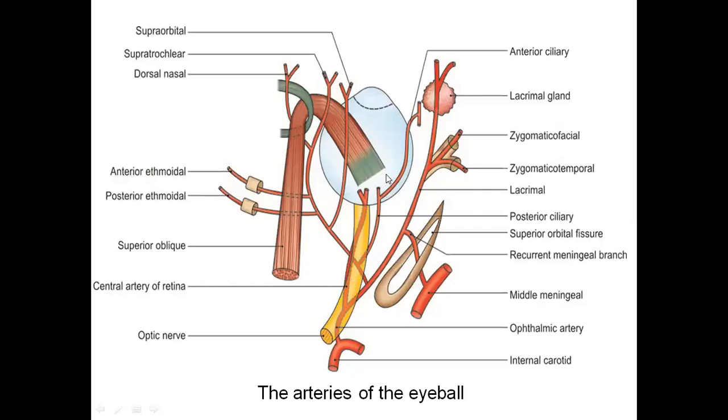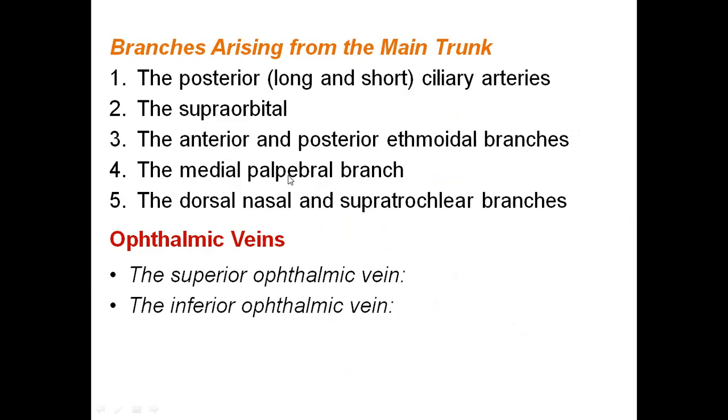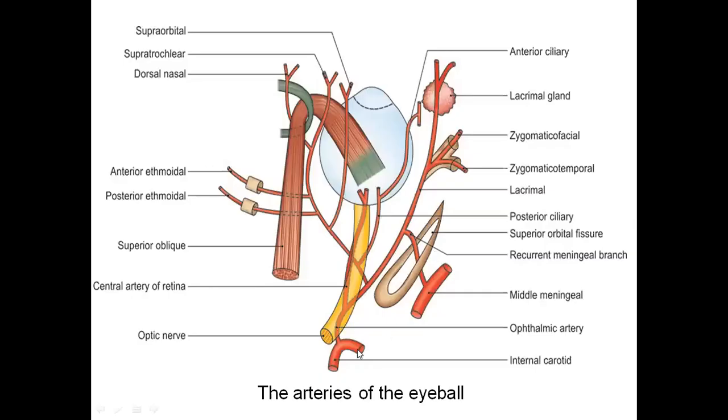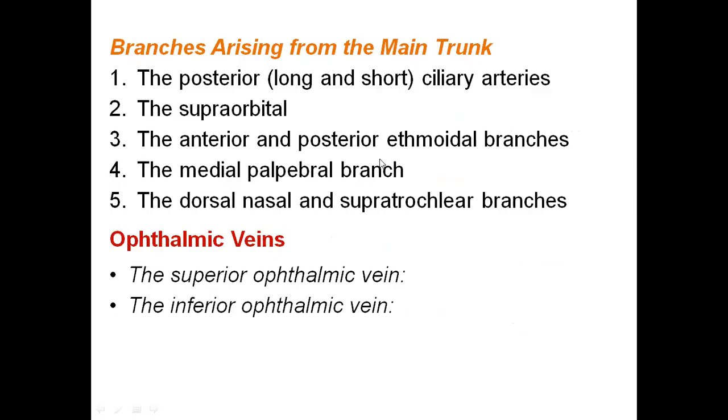From the main trunk, we have the posterior and anterior ciliary arteries. Arising from the main trunk, we have the posterior long and short ciliary arteries. We have the supraorbital artery, anterior and posterior ethmoidal branches, medial palpebral branch, dorsal nasal and supratrochlear branches. So all these are the arteries which come as branches from the ophthalmic artery.